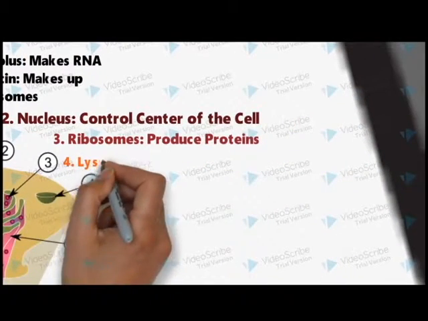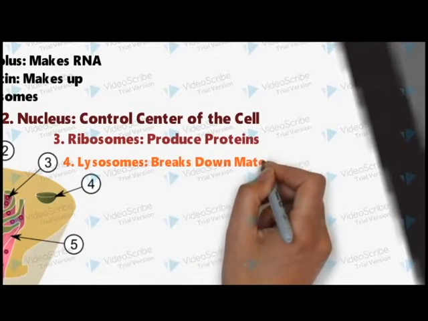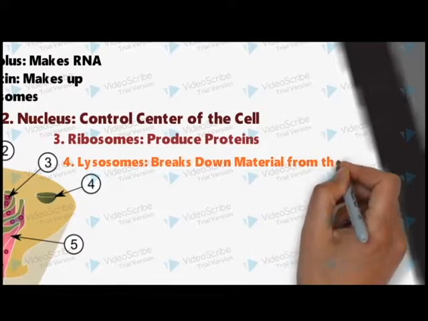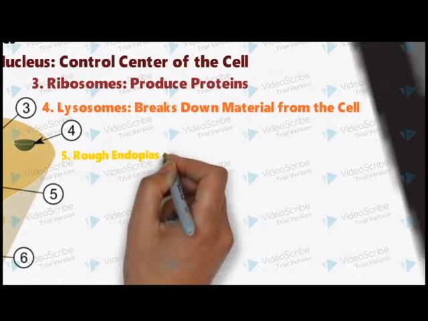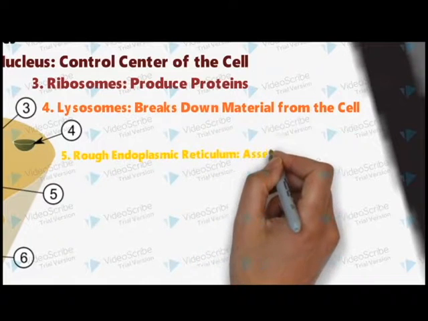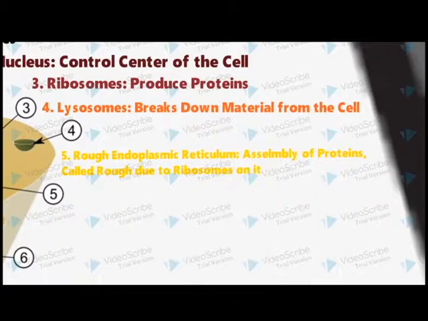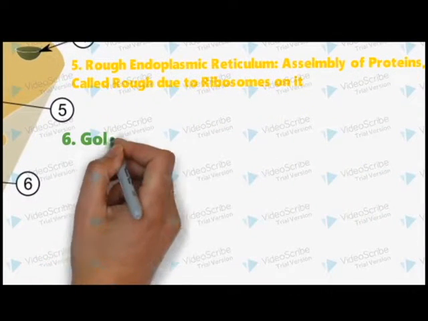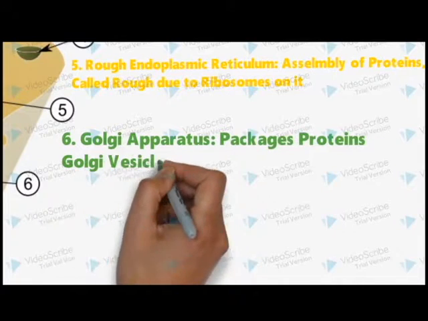The rough endoplasmic reticulum assembles proteins, and it's called rough due to the ribosomes embedded in it. The Golgi apparatus packages proteins in vesicles for transportation. Microfilaments, intermediate filaments, and microtubules all make up the cytoskeleton. Smooth endoplasmic reticulum synthesizes lipids.